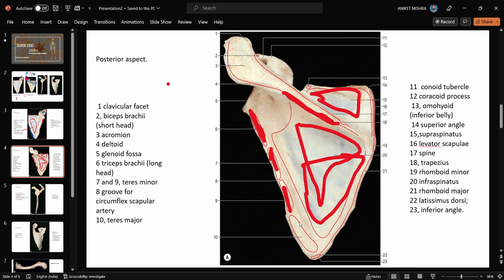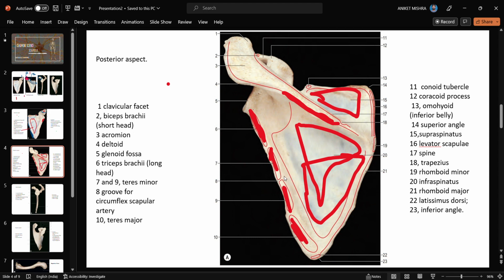When we talk about the teres major, this is the place where the teres major muscle originates, from the lower one-third of the rough strip on the dorsal aspect of the lateral border. So these are the complete landmarks originating from the posterior, or dorsal, surface of the scapula.